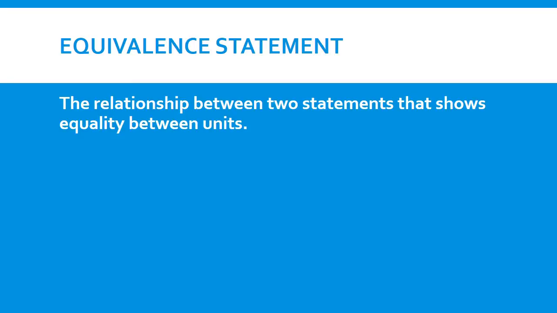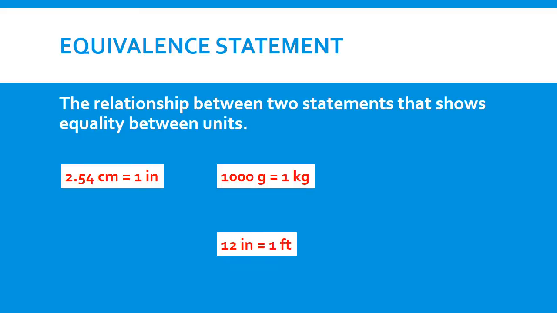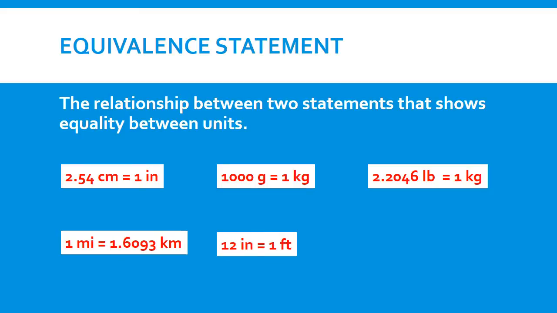Let's look at something that's called an equivalence statement. Now, an equivalence statement shows the relationship between two statements, and it shows equality between the two units. What do we mean by this? It means that we have 2.54 centimeters in 1 inch. That's an equivalent statement. 1,000 grams in 1 kilogram. That's an equivalent statement. Because as we can see here, we have different units, but it shows how much of the one unit it takes to make the other one.